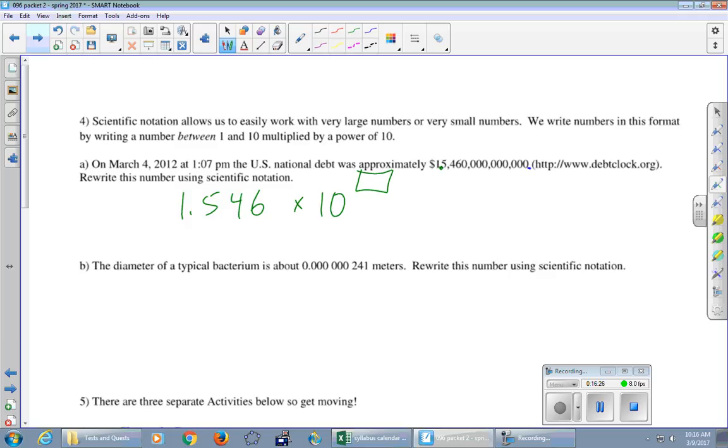Now we have to count, and we know that multiplying by 10 just moves the decimal place however many spaces to the right. So we just have to count how many spots it had to go. We got from here to here. 3, 6, 9, 12, 13. 13 is good. 1.546 times 10 to the 13.